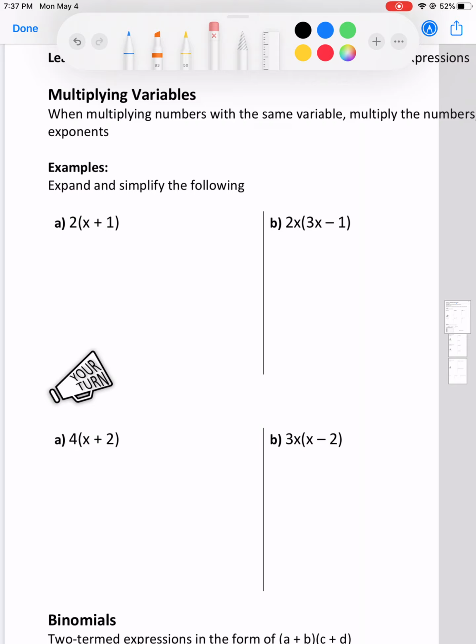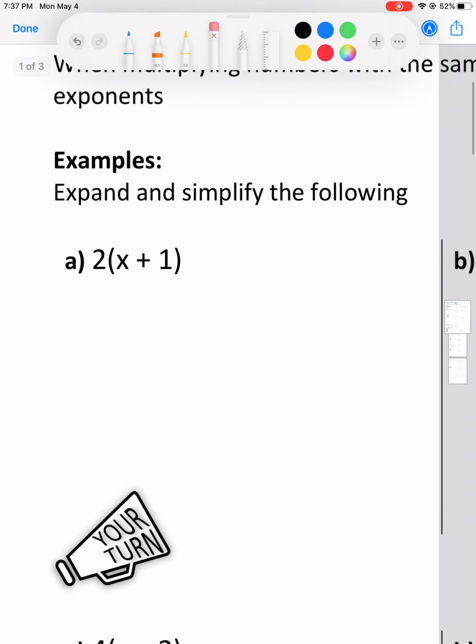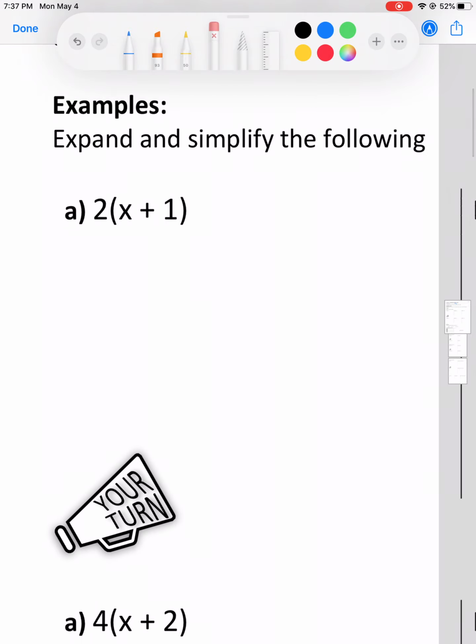Anyway, so multiplying variables. So what we'll do is, if we're looking at 2 bracket x plus 1, so our first question here, we need to multiply this out. It says expand and simplify the following. So I need to multiply this out. What it's going to look like, I'll use red, is I'm going to take this 2 and I'm going to multiply it by the x. I'm also going to multiply it by the 1. Okay, I need to multiply it by both those things.